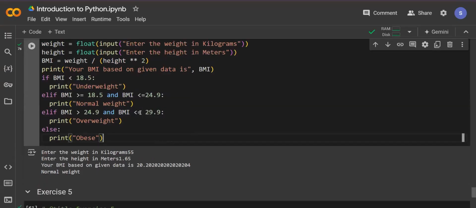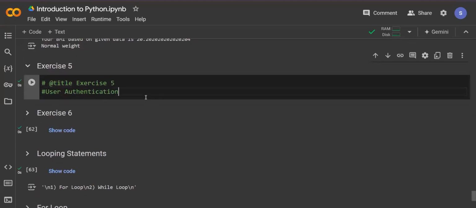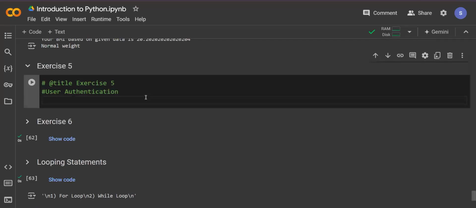No problem. Let's move to the next problem called user authentication. Now, why is this important? User authentication is basically used in databases. Imagine you have an Instagram account. While logging in, it asks for your username, correct? If the username matches the Instagram database, only then it will ask you to enter the password, or else it will say invalid username. So based on this agenda, we'll be building a simple program about user authentication.